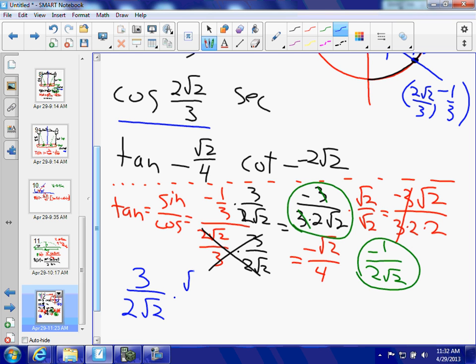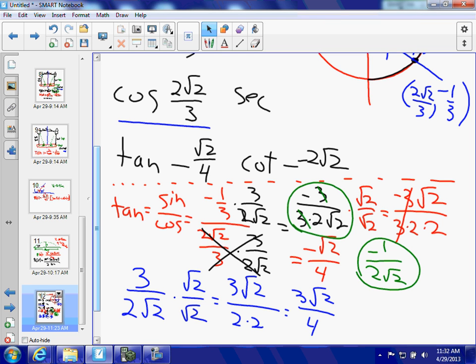I'll multiply my denominator and my numerator by radical 2 to rationalize my fraction here. And I get 3 radical 2 over 2 times 2. So 3 radical 2 over 4. That is my secant. 3 radical 2 over 4.